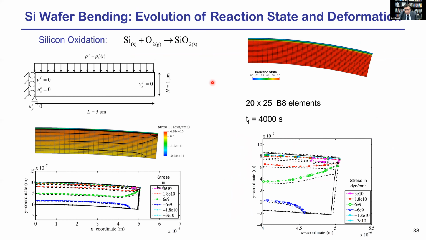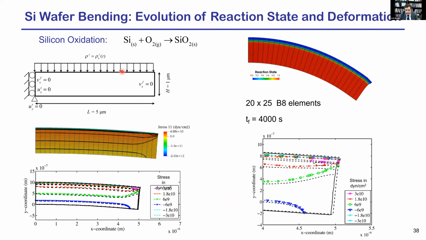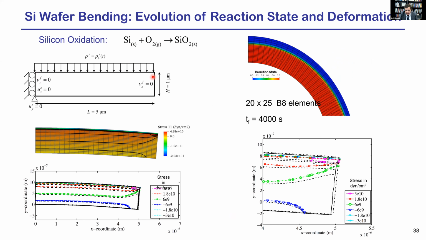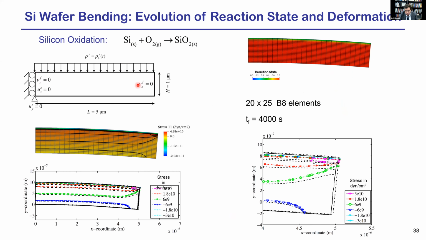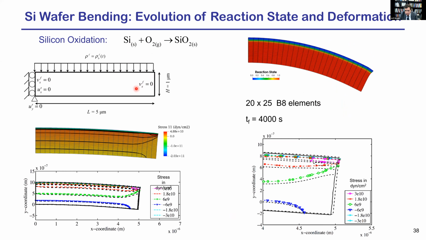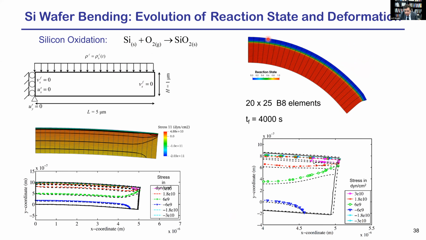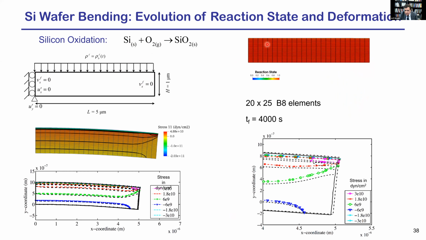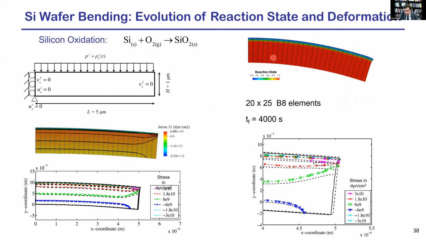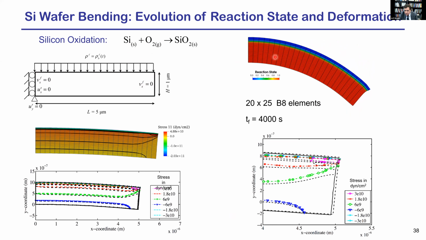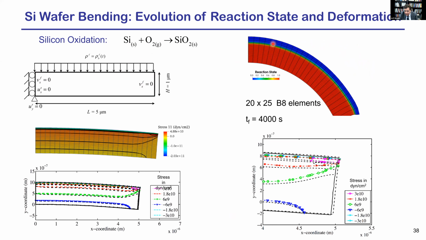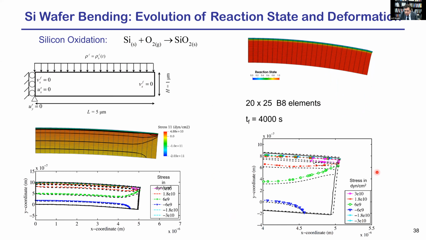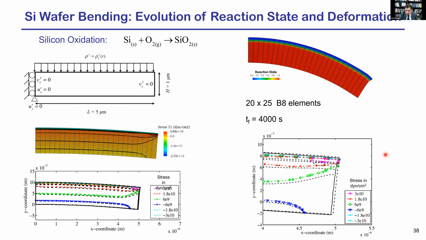Here is another example where we have exposed the top surface to oxygen, silicon exposed to oxygen. The top surface expands and undergoes compression because the bottom surface is still original material. The material advects. So this is a reaction state. Blue means the material is completely depleted or reacted. Red means it is not reacted as yet. And so you can see the interface moving inside the bulk domain. Here is the distribution of stress and the deflected shape.